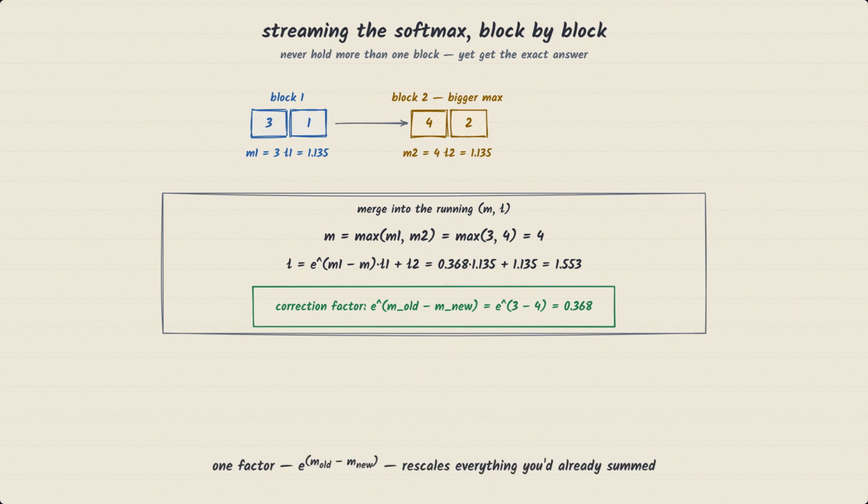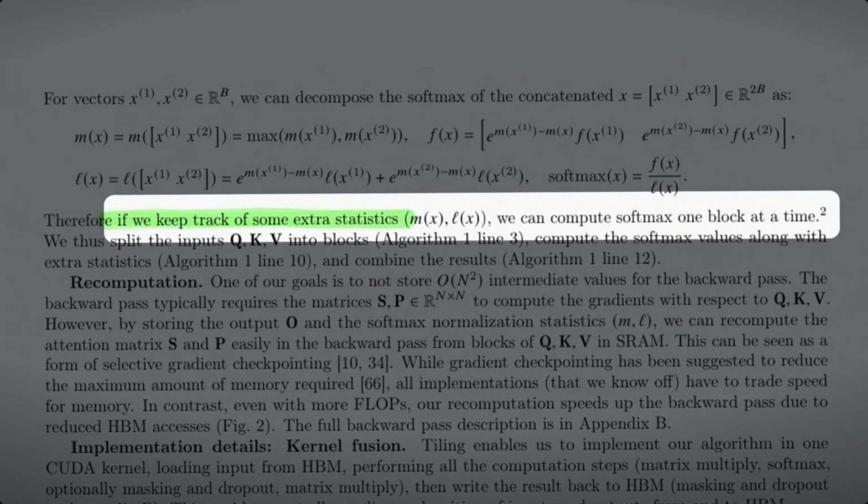Column by column, block by block, you reconstruct the exact softmax denominator, never holding more than one block at a time. The authors put it in a single line.